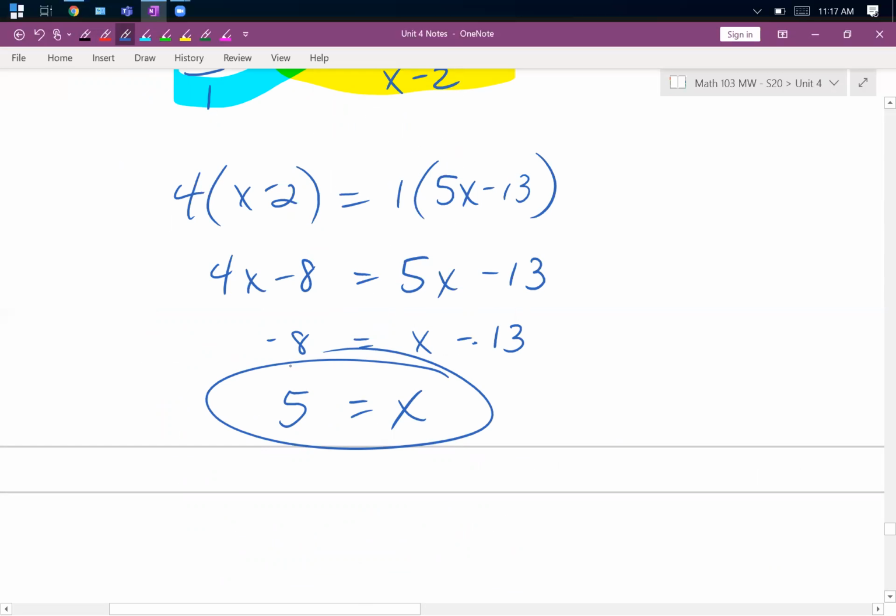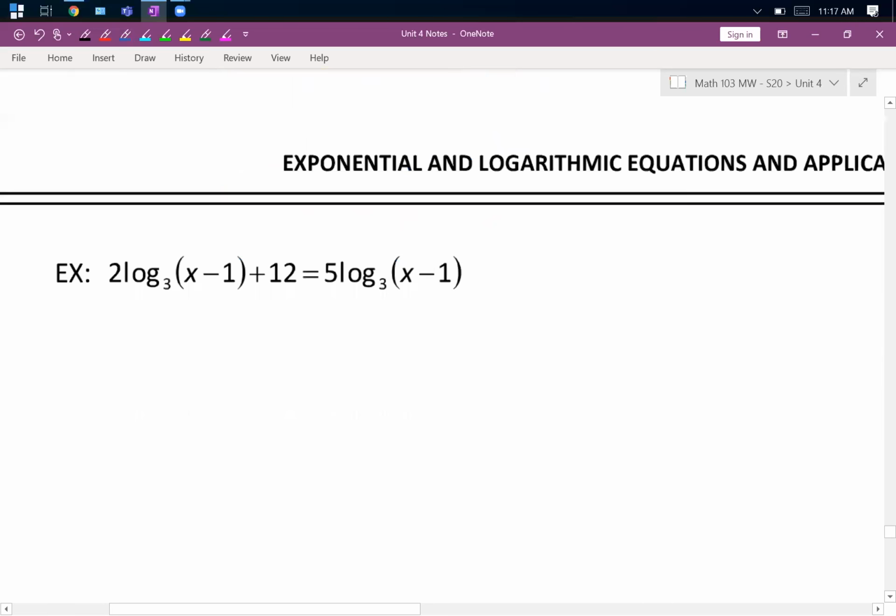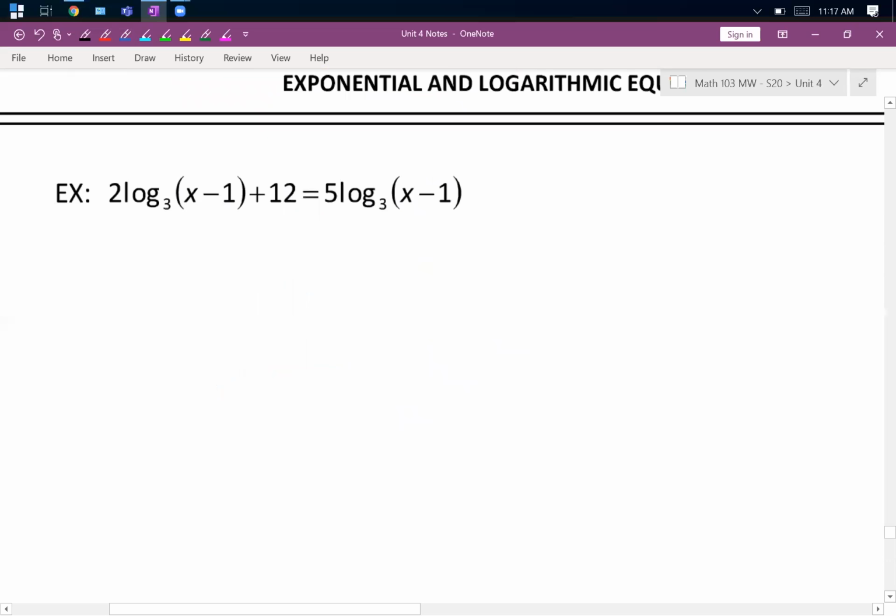Questions at all? Okay, let's solve 2 log base 3 of x minus 1 plus 12 equals 5 log base 3 of x minus 1. Are we going to be able to use the one-to-one property? No, because again, we have a term that doesn't have a log.